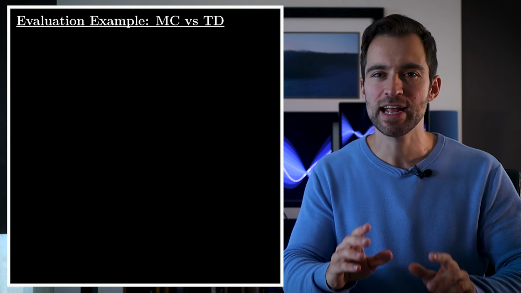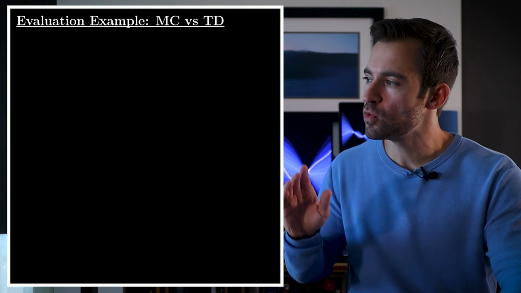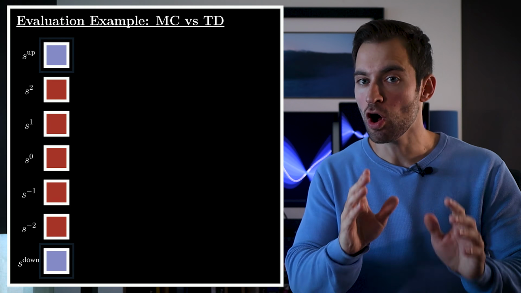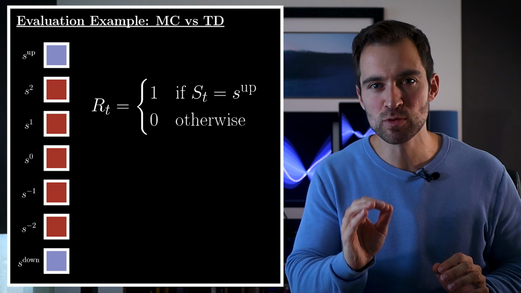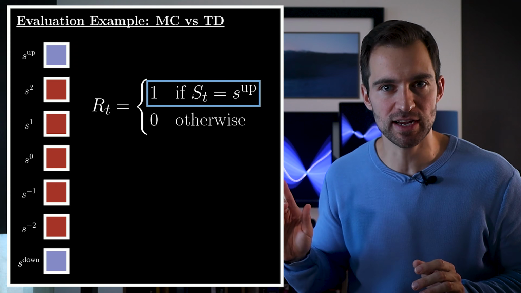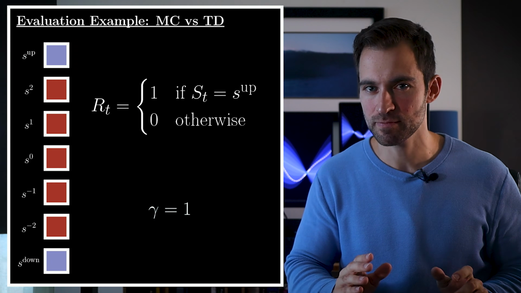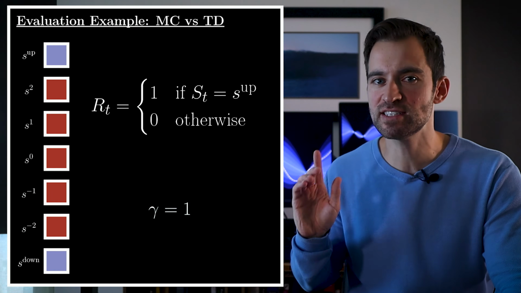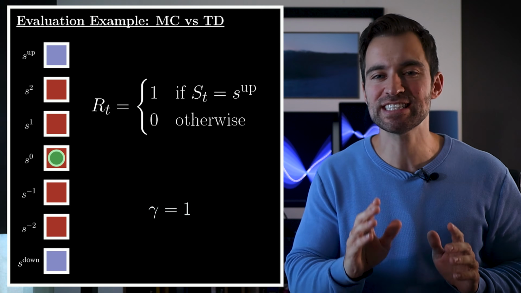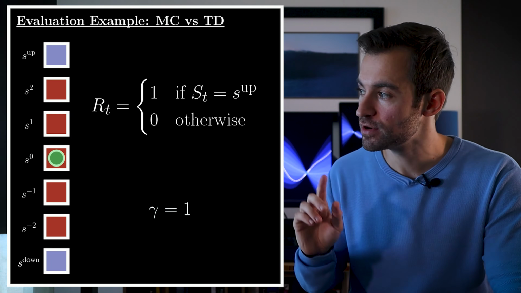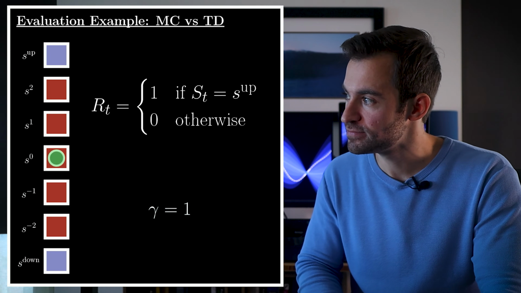To refresh, it's a Markov reward process with 7 states, 2 of which are terminal. All rewards are 0 except when transitioning to the upper terminal state, in which case it's 1. Also, no discounting. The initial state will always be the center, and each transition is a 50-50 chance of going up or down. So one episode looks like this.